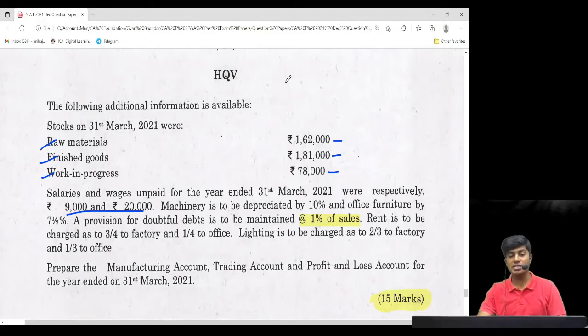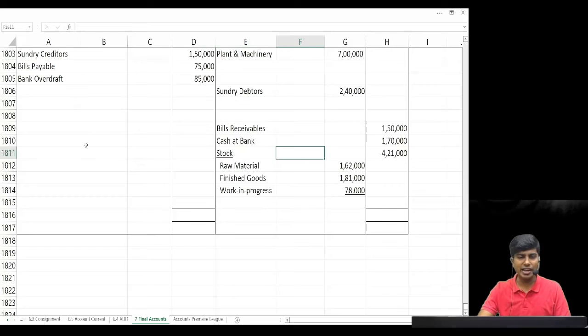How much for salaries? 9. How much for wages? 20. Don't take wages will be 9, salaries will be 20. Don't go by your logic now. They have given it with respect, so salary 9, wages 20. You also take it just like that. Correct? Okay, salary is 9.